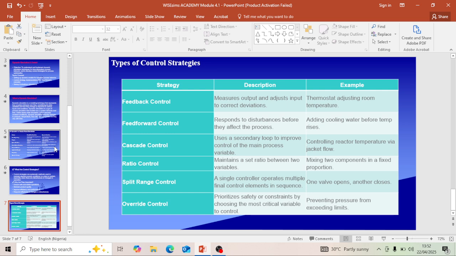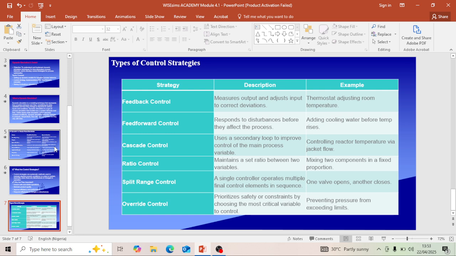All right. So you have the cascade control. Now the cascade control uses a secondary loop to improve control of the main process variable. Usually in cascade control, you have two controllers, the primary and the secondary. The primary tends to have your set points, and then the secondary is still under it, controlling every other thing to be in accordance with that set point. As we go further, we'll see how the cascade controller works.